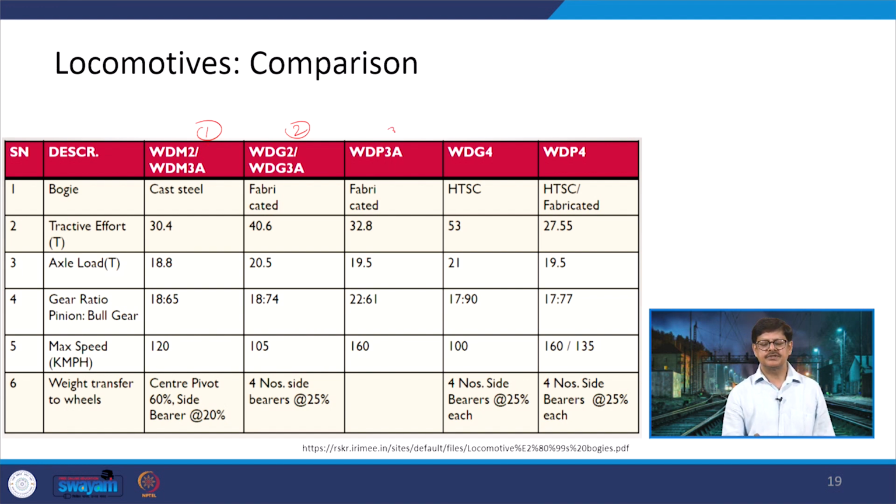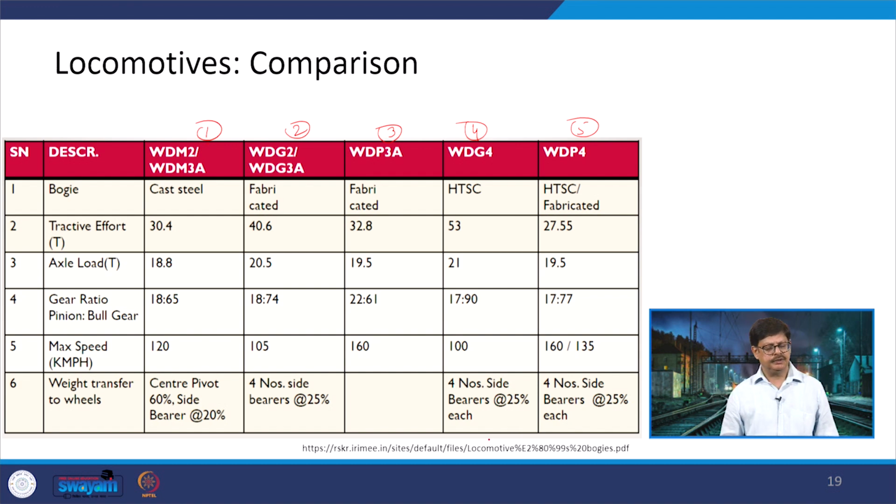WDP3A, again, is the passenger one. The fourth one is again for goods because it has the code G, and then the fifth one is again a passenger one. All start with W, which means they are all for broad gauge, and the second code is D, which means they are driven by diesel. So, diesel traction is there.